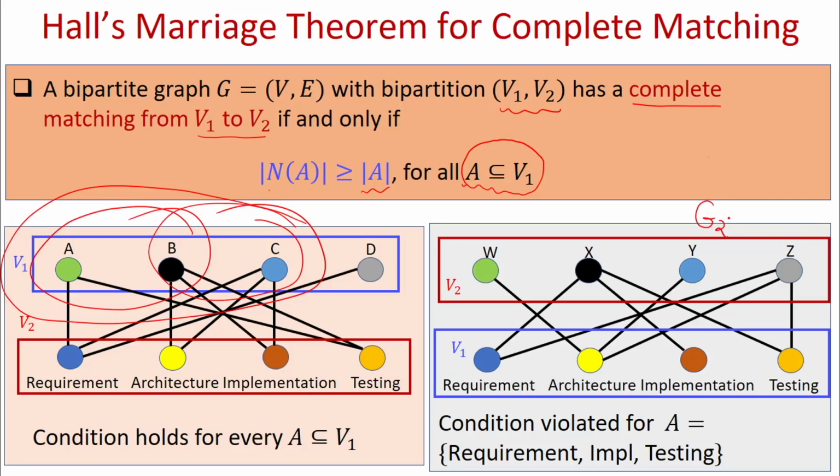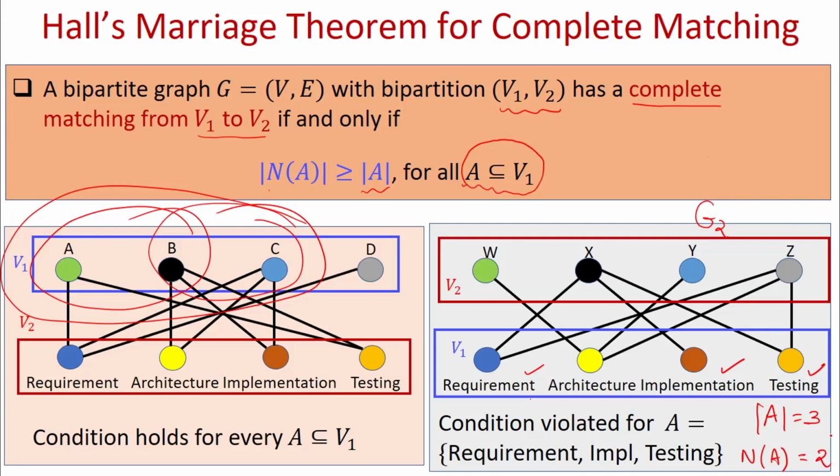Specifically, if you take your subset A to be requirement, implementation, and testing, namely |A| is equal to 3, then what is the cardinality of its neighbor set? Requirement's neighbors are x and z, implementation's neighbor is only x, and testing's neighbor is only x. So the number of neighbors altogether for the subset A that you have chosen here is 2.